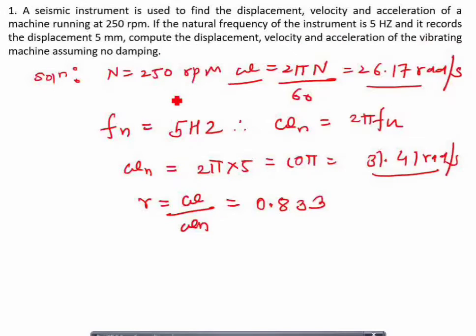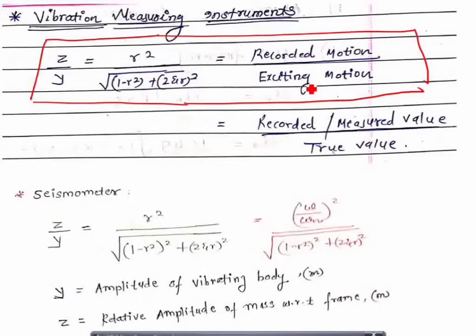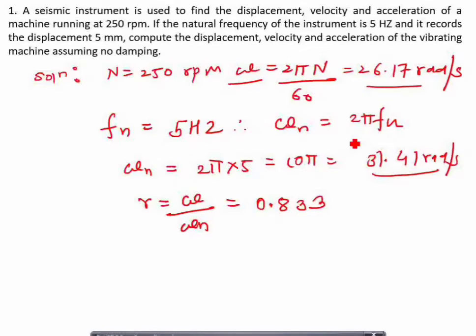Now they have also given that the natural frequency of the instrument is 5 Hz and it records a displacement of 5 mm. So they have given the recorded displacement. What do we mean by the recorded displacement? This is Z. I have already explained that Z by Y is the ratio of recorded motion upon exciting motion, or recorded or measured value upon true value, right? So they have given you the recorded value. Recorded value is equal to Z, which is given in terms of displacement. So Z is given as 5 mm, and they are saying no damping, which means zeta is equal to 0.